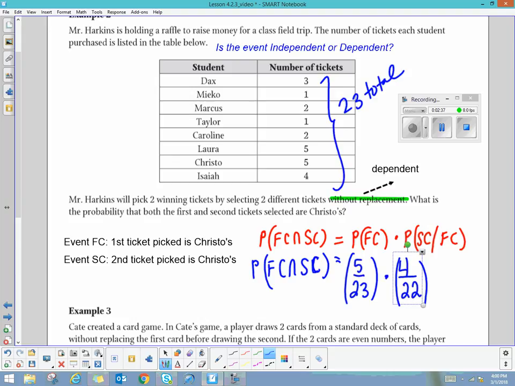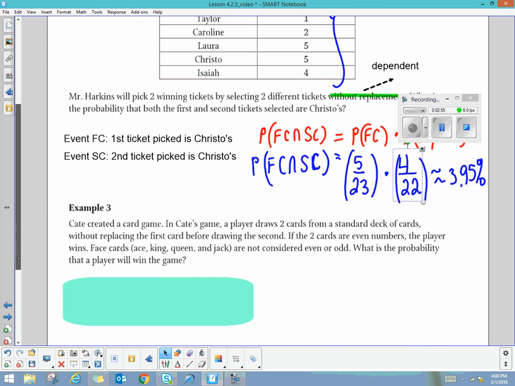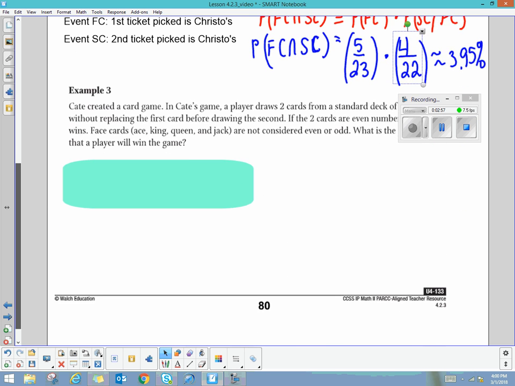So now if you simply put this into your calculator, we are going to get a percentage of approximately 3.95%. So almost 4%. Okay, let's move on now to example 3.